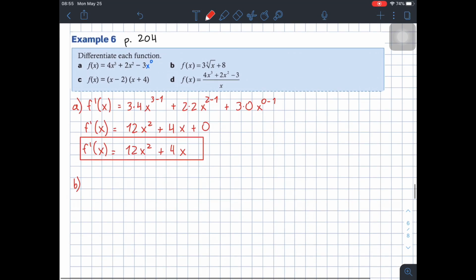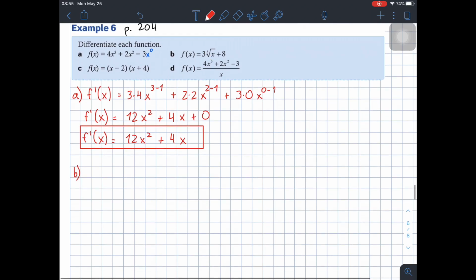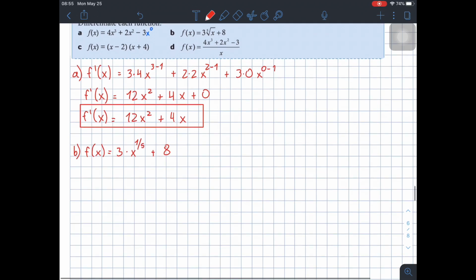So the first thing I want to do here, in order to apply the power rule, is rewrite this radical using exponents, right? So we're going to say that f of x would be equal to 3 times x to the power of 1/5, right? That is the exponent form of this radical, plus 8. Once I have done this, then I can do the power rule and find the differentiation or derivative of f of x.